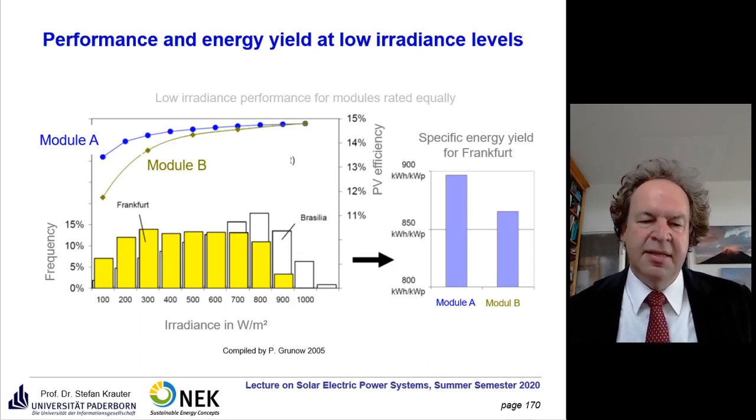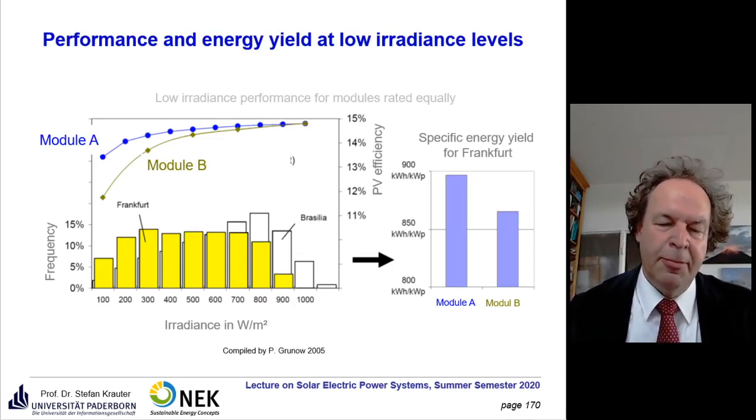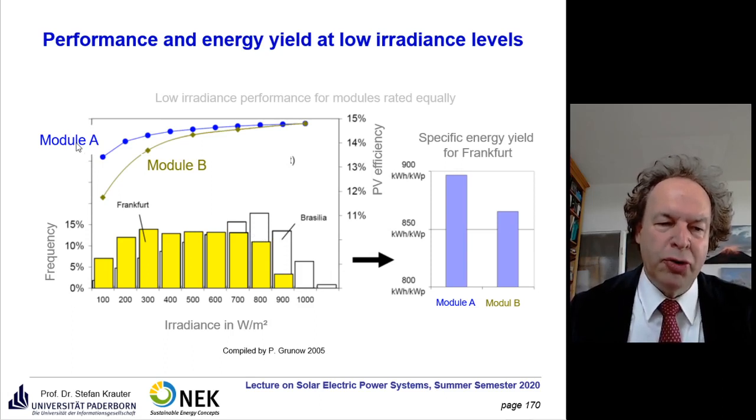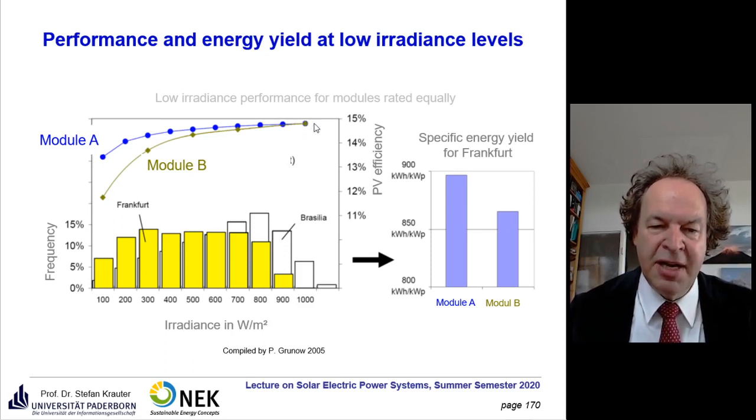Here, this is the so-called weak light effect. This depends on the purity of the material, the accuracy of the processing, and the effects you see here. So we have two modules, module A and module B, and they perform the same under standard test conditions. That means 25 degrees of temperature and an irradiance level of 1000 watt per square meter. So here you see they perform pretty much the same. Here the efficiency is almost 15%.